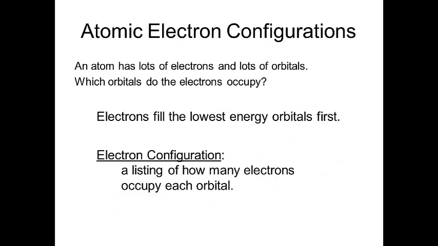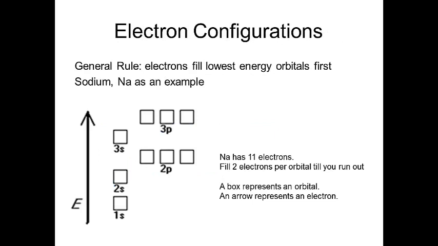And so what we care about is a listing of which of those orbitals we have, and the general rule is that electrons will fill the lowest energy orbitals first. That's the general guiding principle: the lowest energy orbitals fill first because electrons want to be as close to the nucleus as they can, and they fill up from there. The rest of this section is going to be how we determine that. So the idea of electron configuration is that we fill the lowest energy orbitals first.